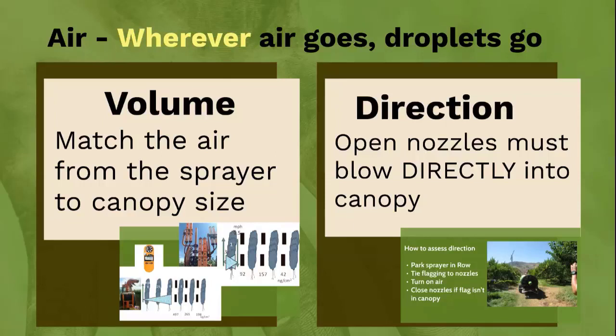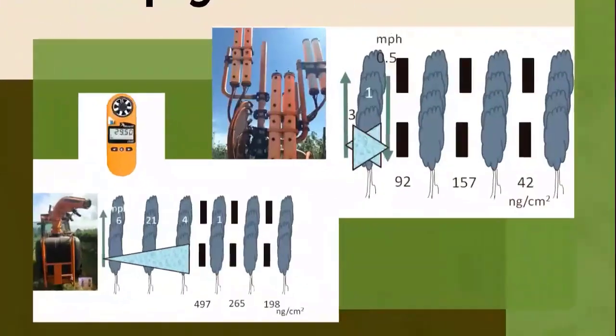So we want to match the air volume to the size of the canopy and keep the spray in a single canopy row. Air direction is also critical and one that manufacturers have been solving for decades, hence the reason for tower sprayers. We want the air and the droplets to be pushed directly into the canopy. So let's take a closer look.